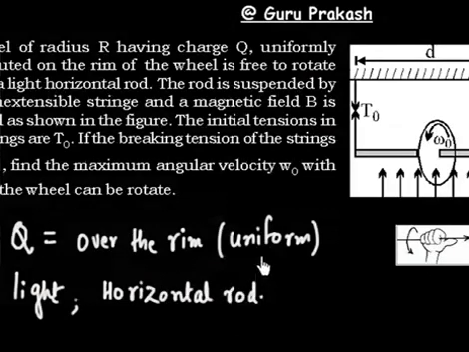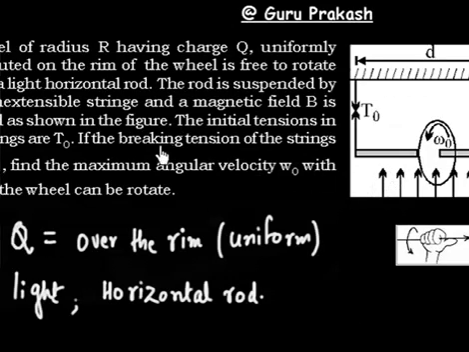Another statement says, the rod is suspended by light inextensible string. So we have two strings, this side one string, this side another string. So this rod is basically suspended by these two strings. Now there is a magnetic field B that exists in this region, and this is applied as shown in the figure. So this is perpendicular to the rod. So magnetic field magnitude is B.